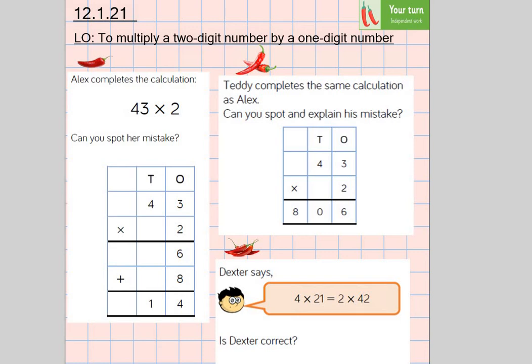Now for the extra chili challenges. Chili 1. It says Alex completes the calculation 43 times 2. Can you spot her mistake? Have a look at that, write down what you think, and then come back to me afterwards.